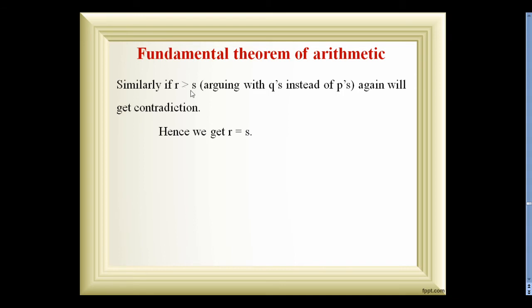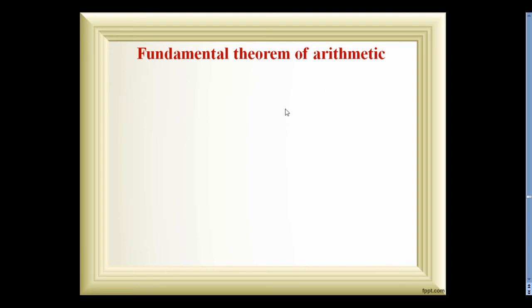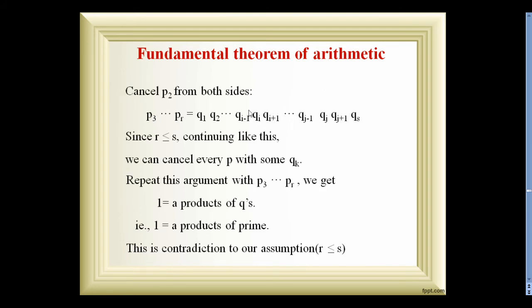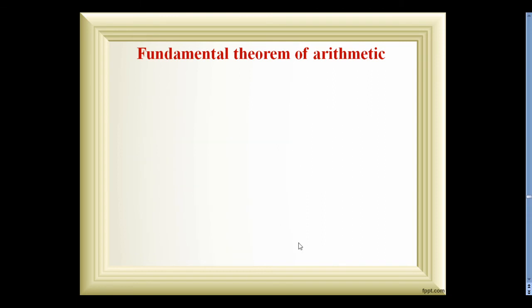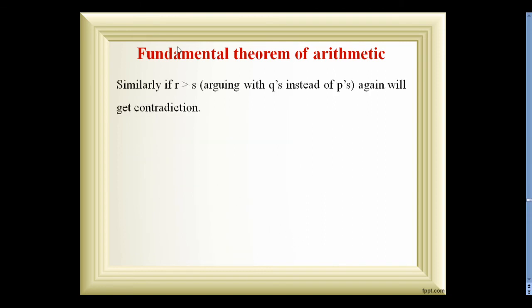Similarly, if r is greater than s, we argue with the q's instead of the p's. In the previous step, we took a p dividing the product of q's. Now I will take q1 dividing the product of p's. Every time we repeat this process, all q values will cancel, and again we will get a contradiction by taking r greater than s. So hence we get r equal to s.